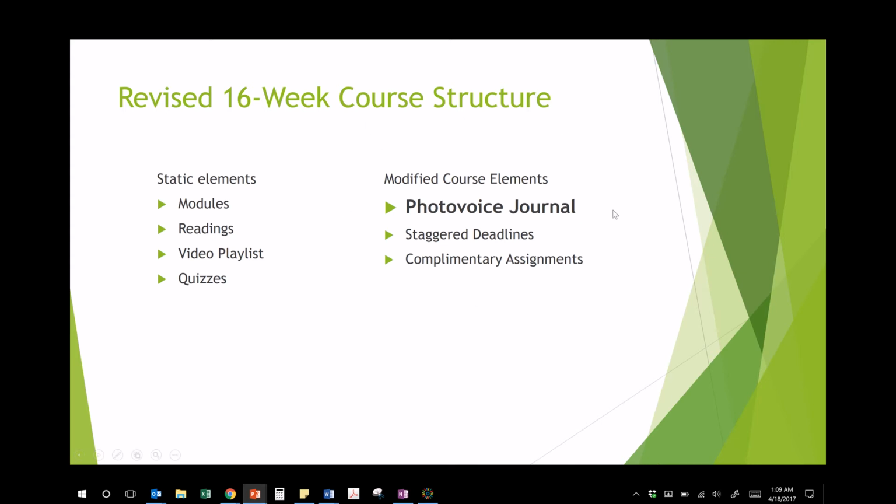The main element that was modified was a Photovoice journal. I'll go through how I modified that. I also staggered the different deadlines in the course to reinforce some of that critical reflection. And I also modified and created additional assignments that could serve to complement the goals of the Photovoice journal assignment.